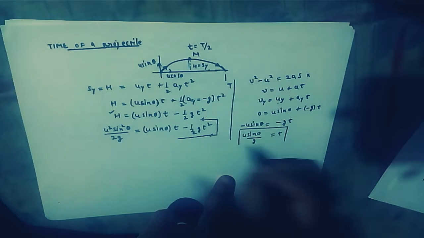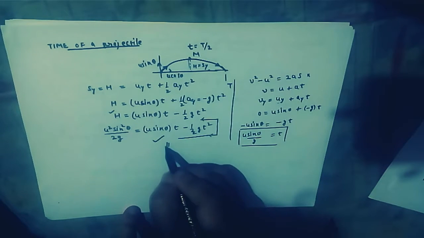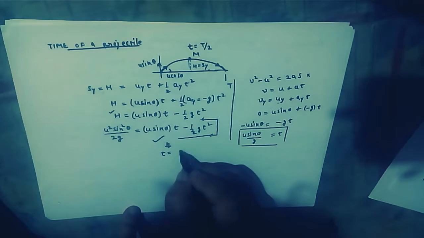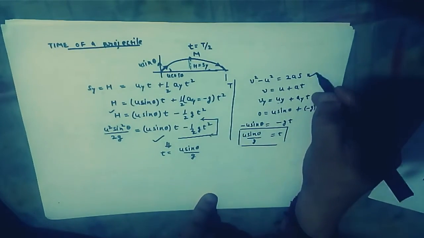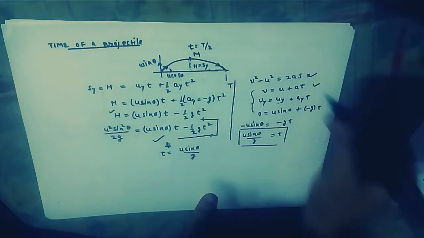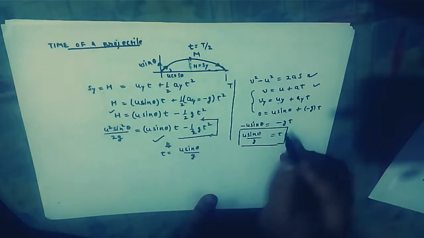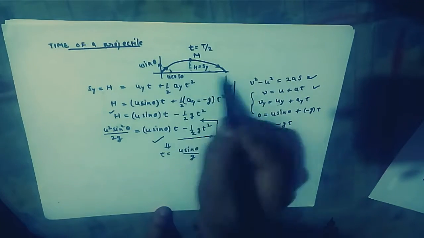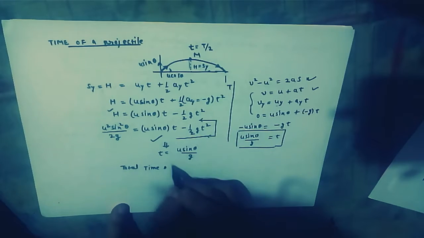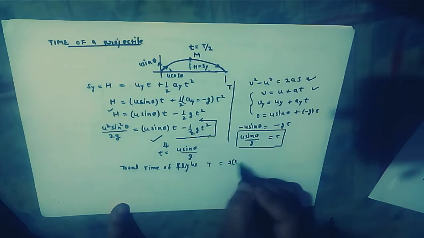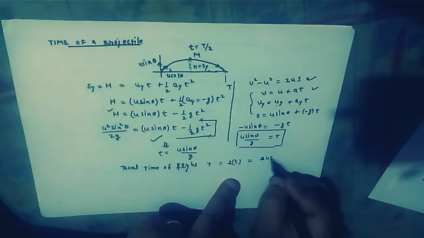So by solving this equation, we will have the value for t, which is u sin theta upon g. Okay, but we can always find it by using a simpler method. By using this formula, we can find the value of t, but that t is only half of this. So what is the total time here? The total time of flight, which is capital T, is double of this small t. So that is nothing but 2u sin theta upon g.